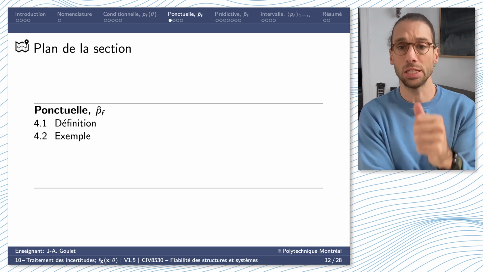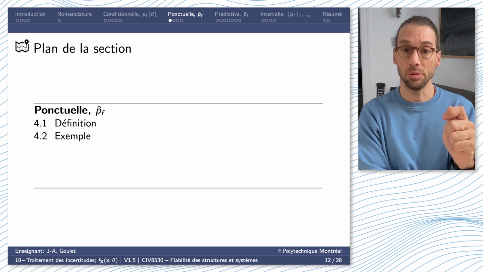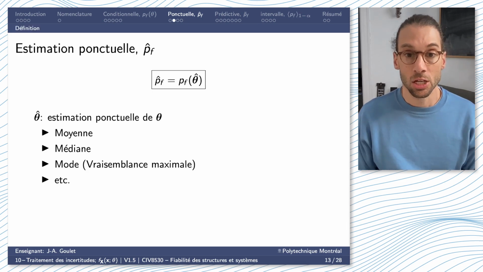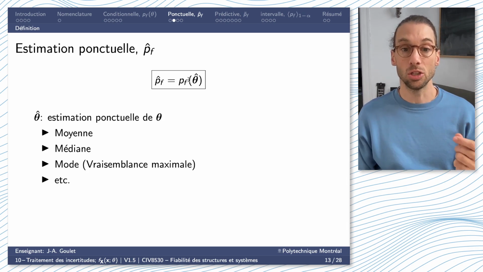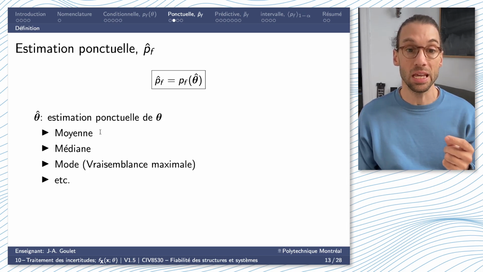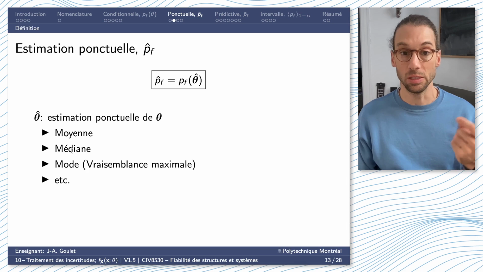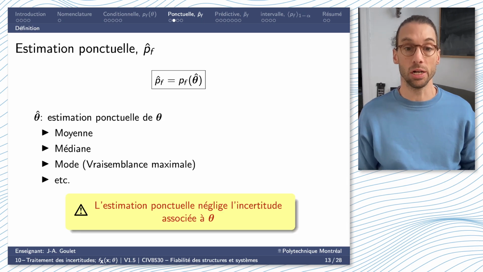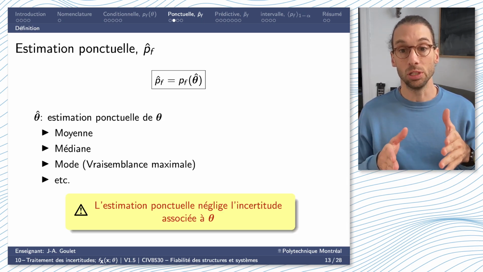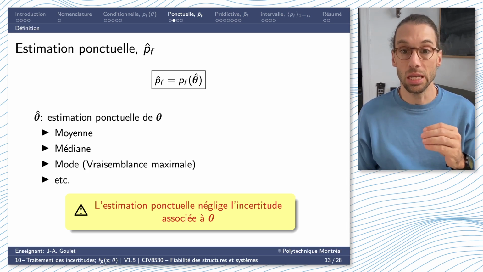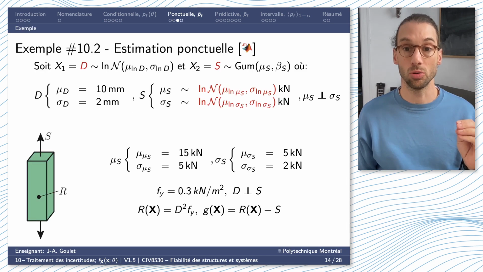So the first one we're going to see is the point estimate for PF. We're going to denote it as PF at. PF at is basically my failure probability evaluated at a point estimate theta at. And this point estimate could be either the mean value for theta, its median, its mode, the most likely value, or any other point estimate. But the problem with this way of proceeding is that it neglects the uncertainty associated with my parameters theta.